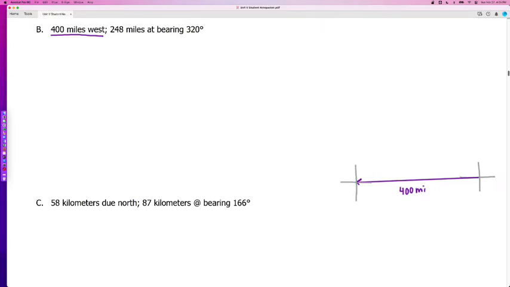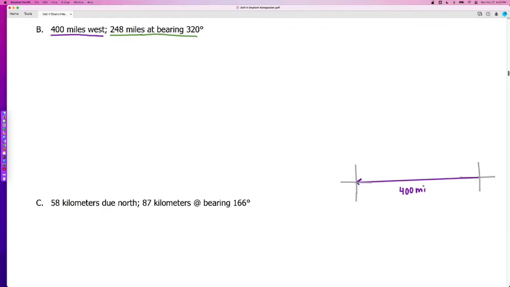Okay, from the head of that vector, first thing I'm going to do is construct another set of axes, or my compass. And then we're going to draw the second vector, which is 248 miles at a bearing of 320 degrees. So we have two things we need to get right. The length of this vector needs to be shorter than the length of the first vector. It's about maybe 2/3 the size. I don't know, just do your best to get as close as possible. If you have a ruler, you could do 4 inches and 2.48 inches, and then you'd be pretty spot on. And then a bearing of 320 degrees.